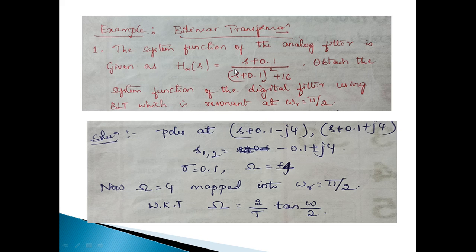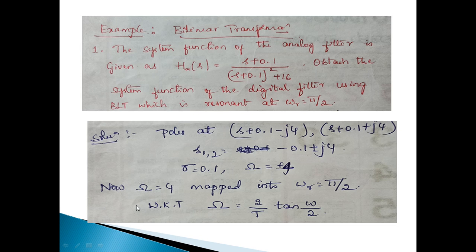First, we need to identify the poles we have in this case. The denominator term always represents the poles. If I equate it to 0, we get 2 poles here. One is at S plus 0.1 minus j4, another is at S plus 0.1 plus j4. So we can rewrite the poles S1,2, the 2 roots, as minus 0.1 plus or minus j4, in the form of sigma plus j omega, where sigma value is minus 0.1 and omega value is plus or minus 4.